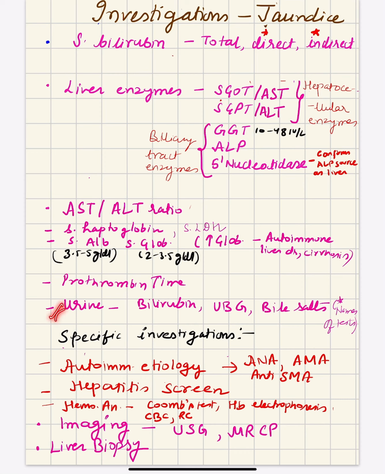Then in the urine, you do bilirubin by the Fouchet's test. We do urobilinogen by the Ehrlich's aldehyde test, and bile salts by the Hay's sulfur test. So you should know the names of these tests for the exams. Now we can do specific investigations to rule out specific diseases, like autoimmune etiology, by the various antibody levels like anti-nuclear antibody, anti-mitochondrial antibody, and anti-SMA antibodies. Then a hepatitis screen we can do to rule out hepatitis.